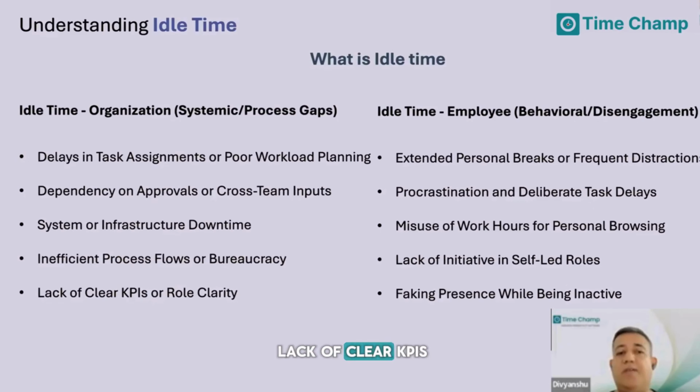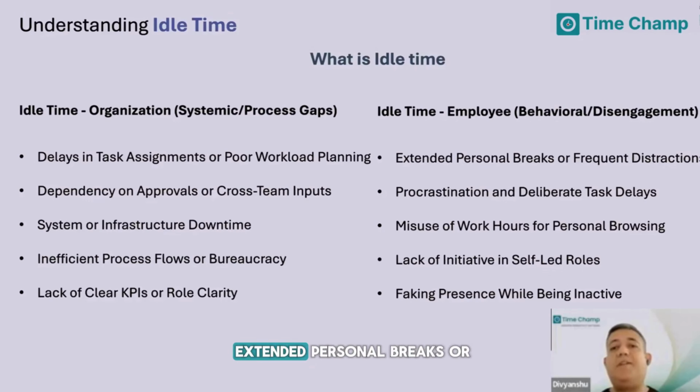Then there is lack of clear KPIs or role clarity. KPIs get affected because there is no clear clarity among the employees about how they have to perform certain tasks, duties, KPIs or the role. Now, these are the organization things which have an impact. What are the employee things?